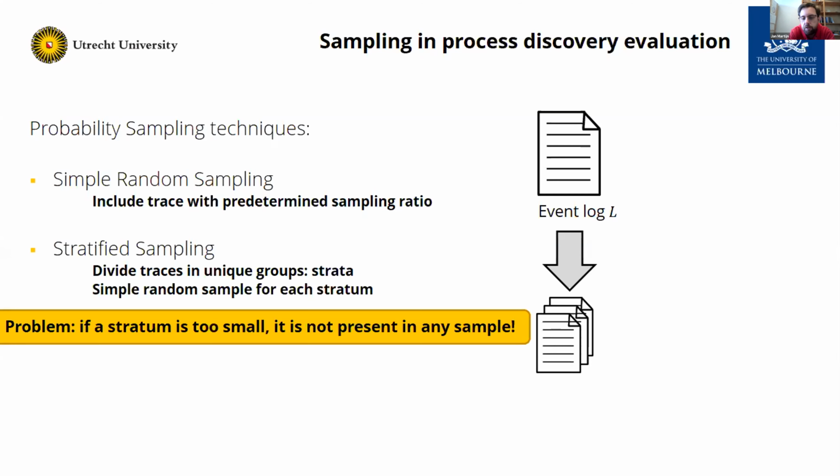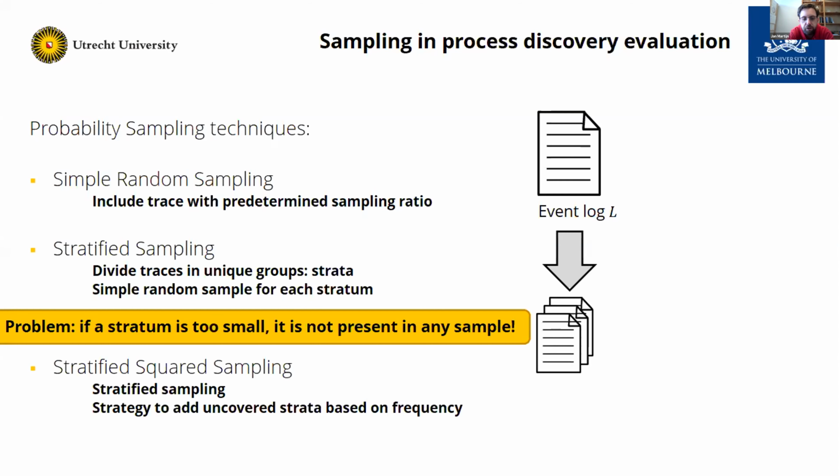The only problem is if we do this, then a stratum can become too small. That means that it might not be present in any sample because it's just too small an item in the list. So stratified sampling requires a little bit of tweaking. One way of tweaking is what we call stratified squared. Basically, we do a stratified sampling, but all of the uncovered strata are taken together. And based on the frequencies of those strata, we add sequences until we reach the expected number of traces in the sampling. And so there are different ways we could do this sampling.